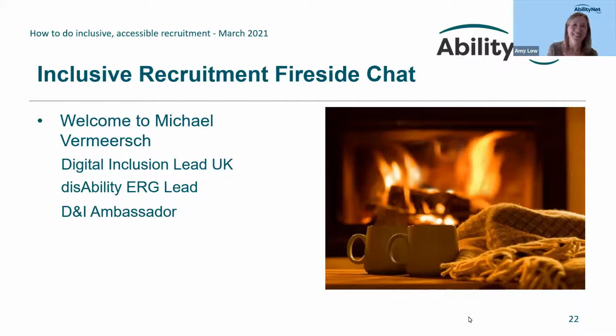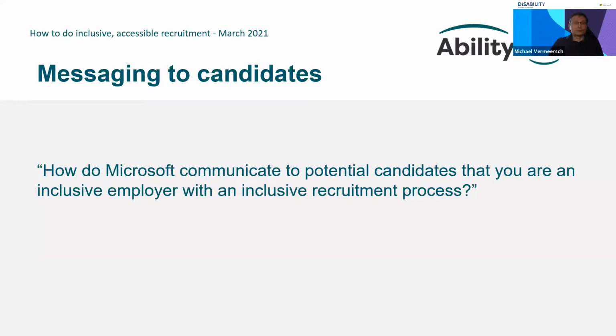Definitely. Okay, for my first question, I know well from my interactions with Microsoft that inclusion is really central to your goals and how you work. But how does Microsoft communicate to potential candidates that you're an inclusive employer with an inclusive recruitment process?